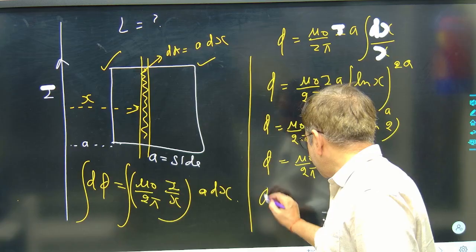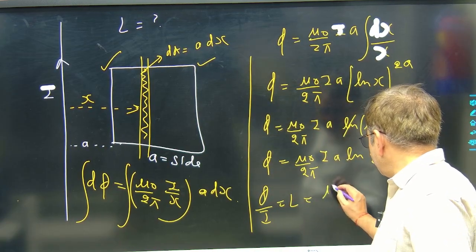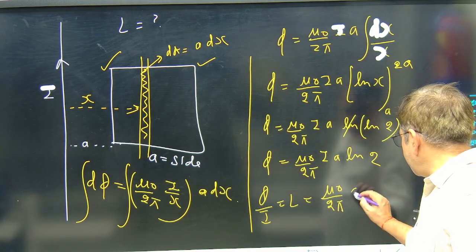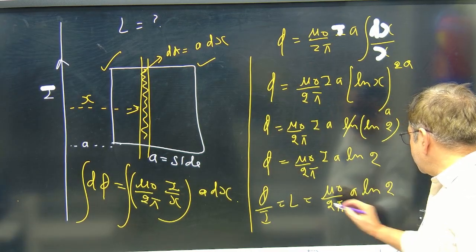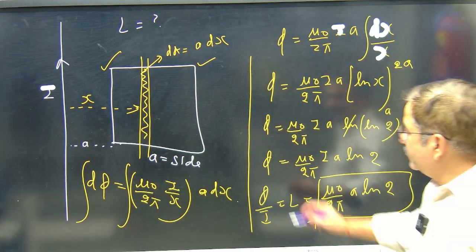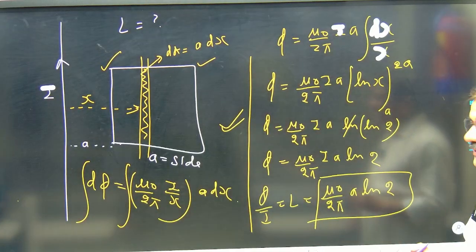Now phi by I is the self inductance: mu naught over 2 pi into A into ln 2. You see all the terms here are geometrical parameters. For this arrangement I have defined the inductance.